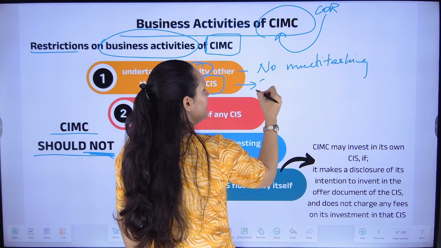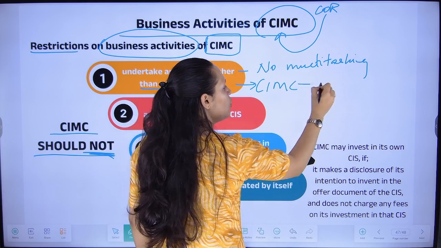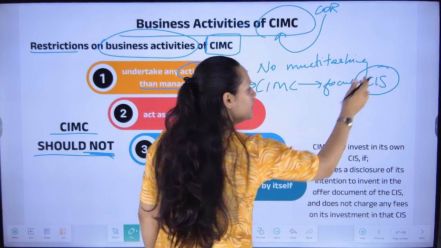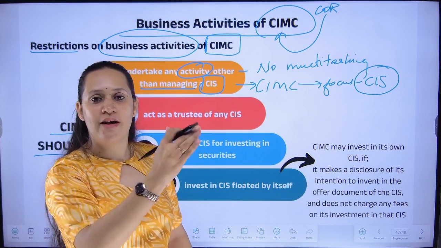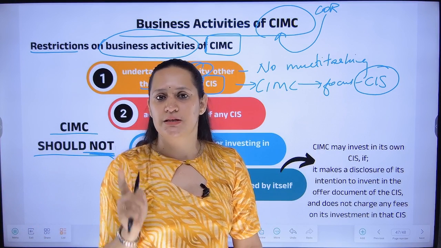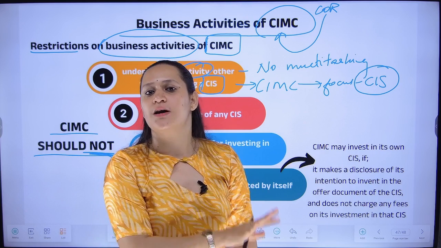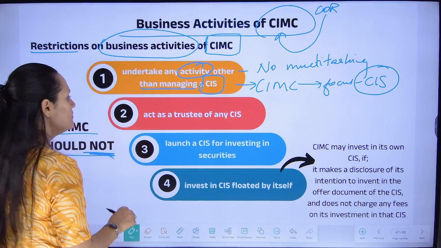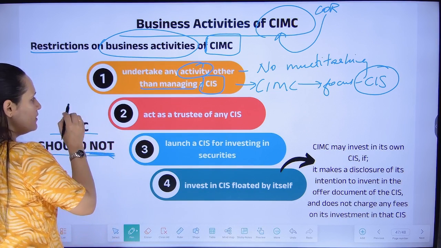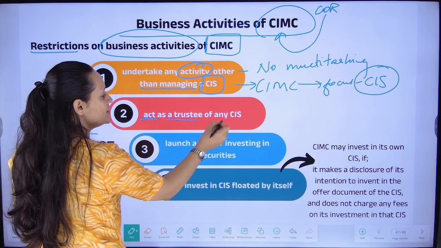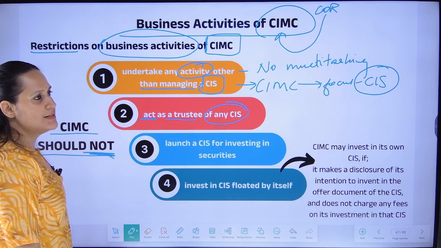If you are a collective investment management company, you should only focus on the collective investment scheme. You should not multitask. You should not have n number of other businesses. You should have only one objective, collective investment scheme. Your entire focus should be on collective investment scheme. You cannot carry on any other business. A collective investment management company cannot act as a trustee of any other collective investment scheme.